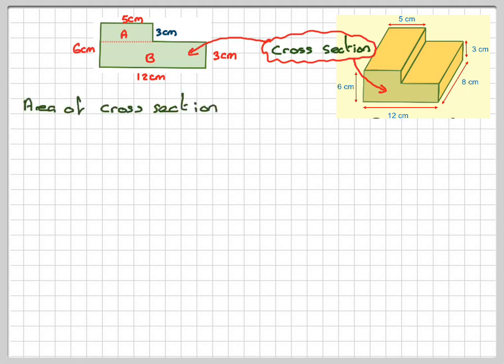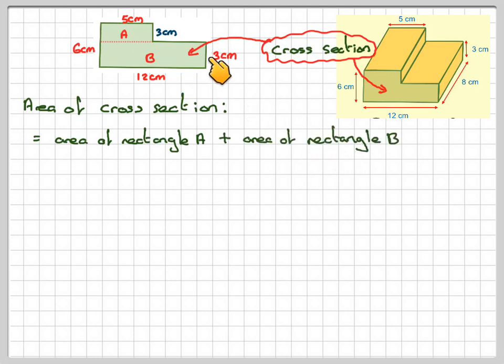So the area of the cross-section, which we're going to need to find first, is the area of rectangle A, which is this rectangle here, plus the area of rectangle B, which is this rectangle here. So the area of rectangle A is going to be 5 times 3, and then we need to add to it rectangle B, which is going to be 12 times 3. That gives me 15 plus 36, which gives me a cross-sectional area of 51 centimeters squared.